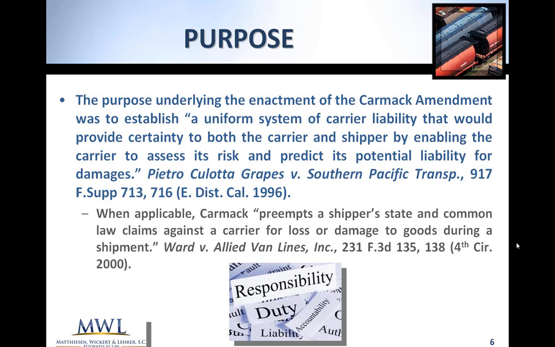When applicable, it's very important to know that when Carmack is applicable, it will preempt a shipper's state and common law claims against a carrier for loss or damage to goods during shipment. What this means is that your common law negligence claim, your common law breach of contract claim, all are going to be preempted, inapplicable, and Carmack will be the sole law that will govern these claims.